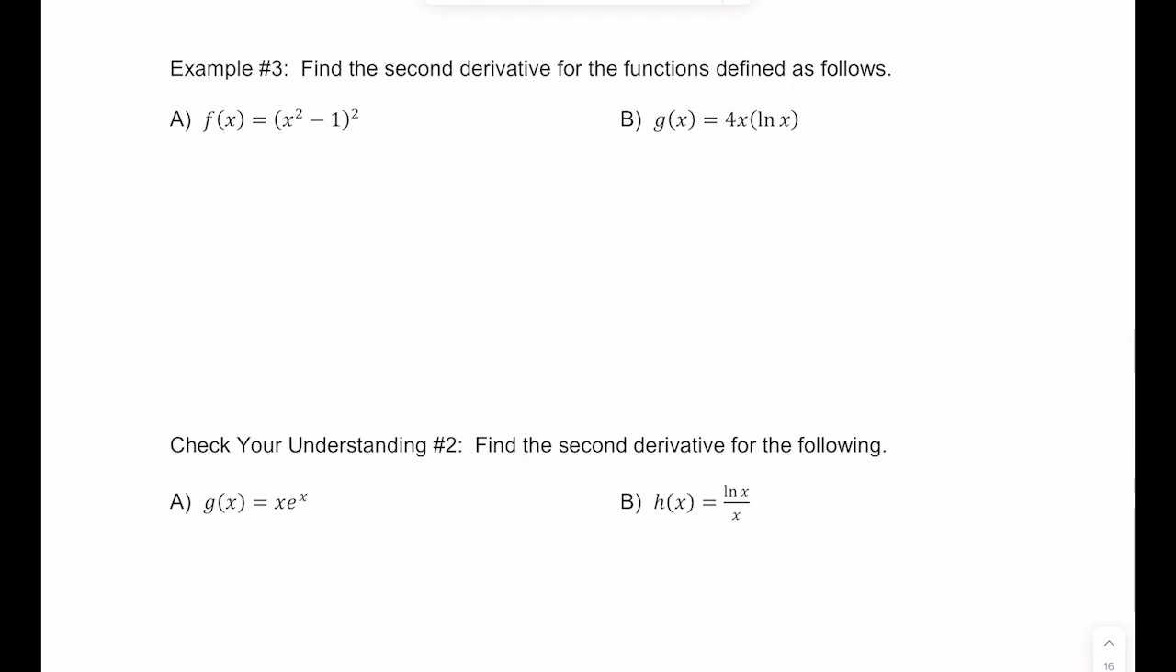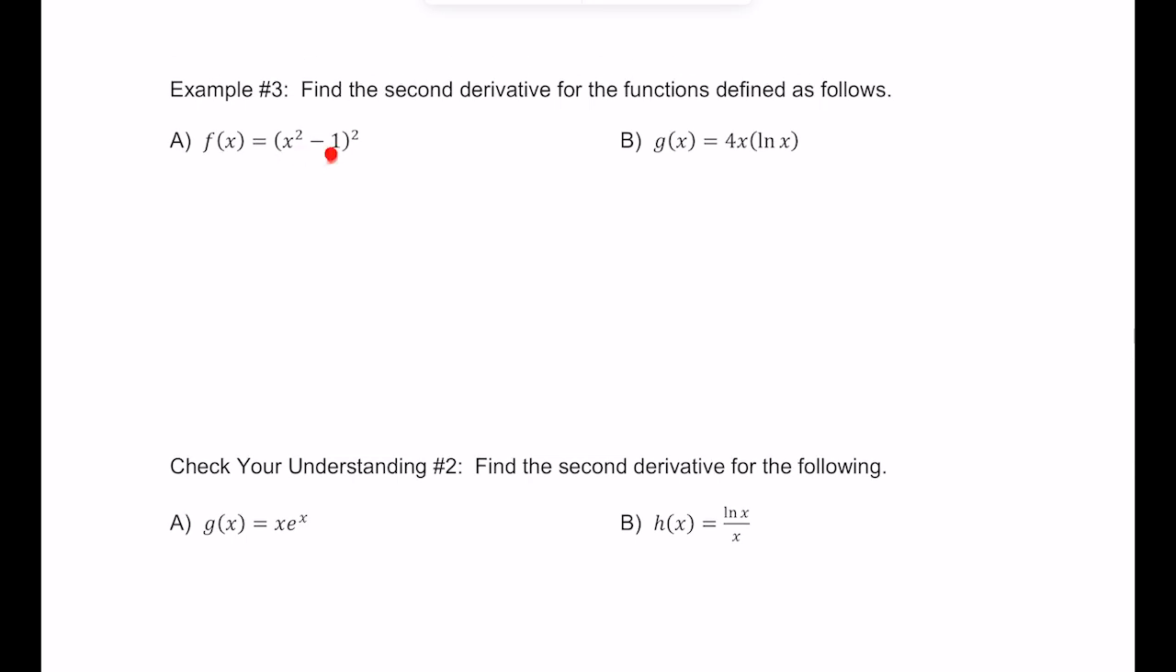In this next set of examples, we want to find the second derivative for the functions defined as follows. For letter A, I've got f of x equals the quantity x squared minus 1 squared. So I have a quantity squared, so which rule would I have to use? You guessed it, the chain rule. Or you could use the general power rule, right, which consists of the power rule and the chain rule. So I'm just going to use the general power rule because it's much easier.